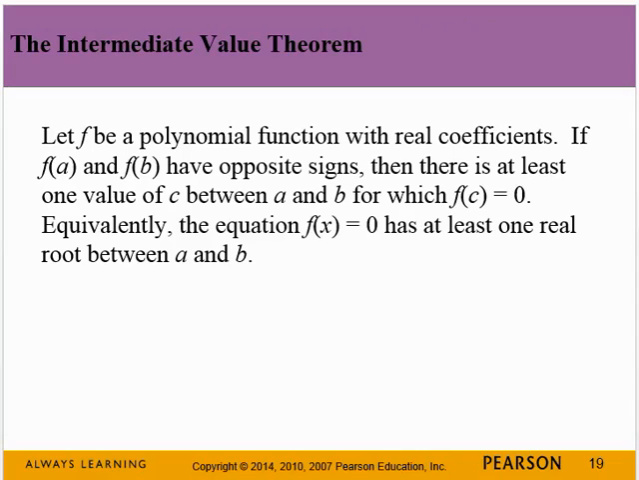The intermediate value theorem. Let f be a polynomial function with real coefficients. If f of a and f of b have opposite signs, then there is at least one value of c between a and b, for which f of c equals 0. So that means it crosses somewhere in between a and b. Equivalently, the equation f of x equals 0 has at least one real root between a and b.